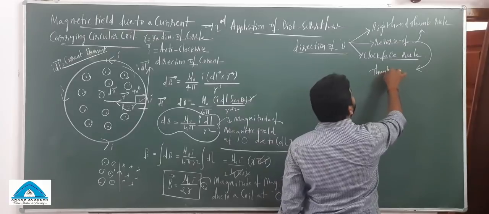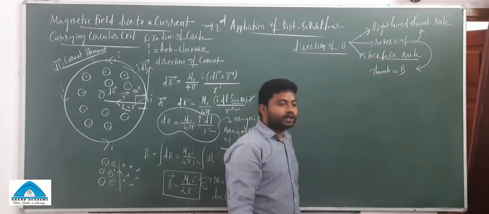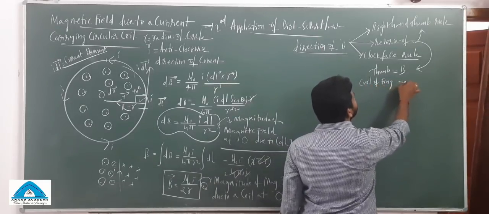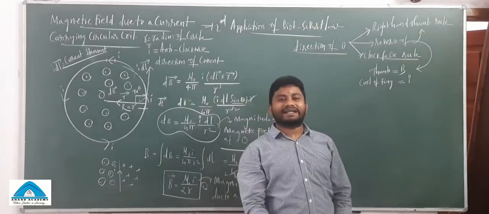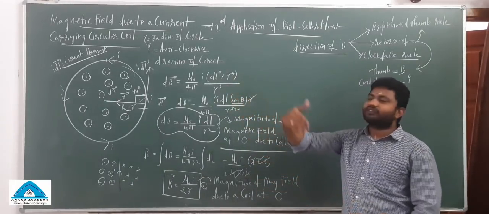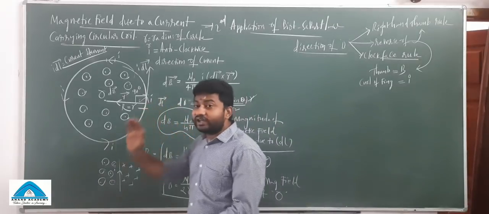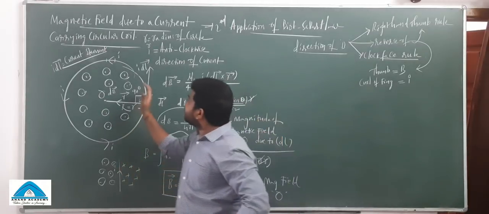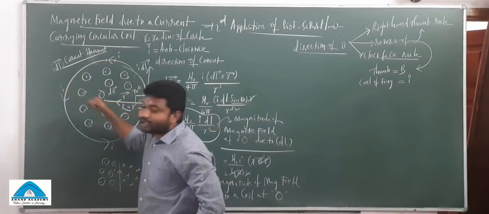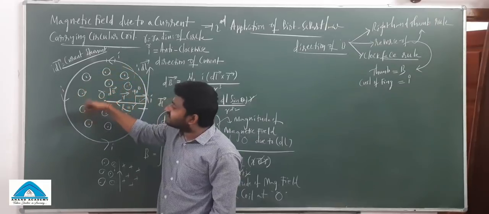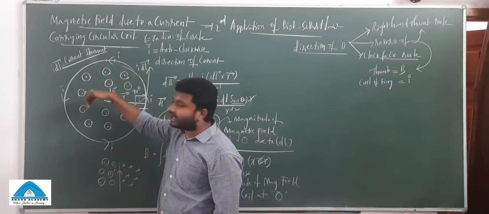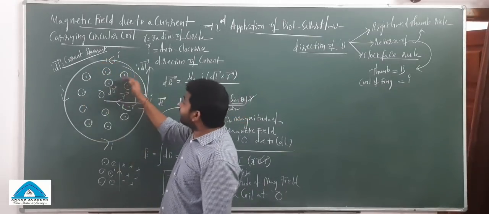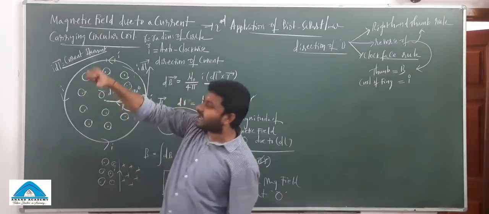So the thumb will give you the magnetic field direction, and the curl of the fingers points in the direction of current. So simple. We need to keep the curl of our fingers according to the direction of current. See here, the direction of current is anti-clockwise. You see the thumb is pointing out of the plane. That indicates the magnetic field lines at the center of the coil are out of the plane.